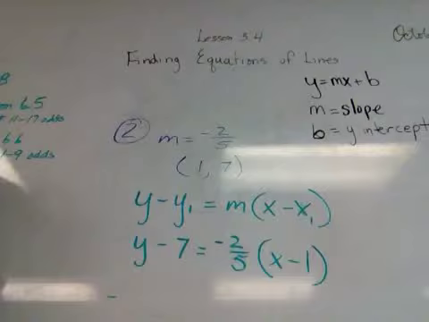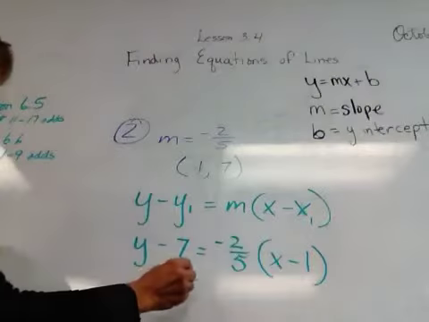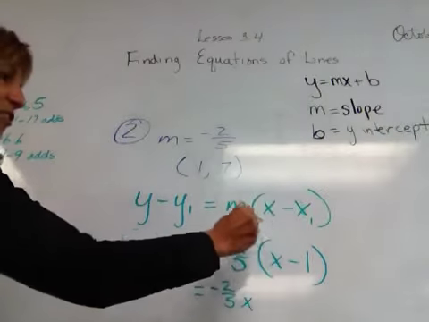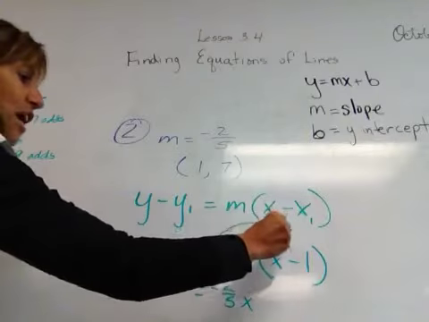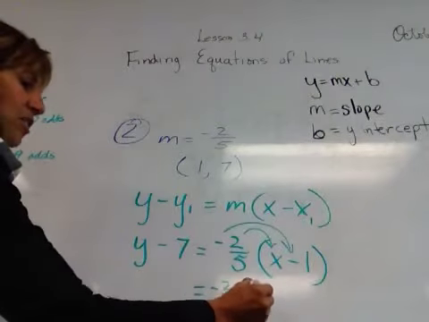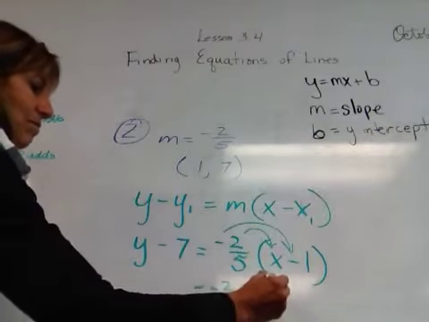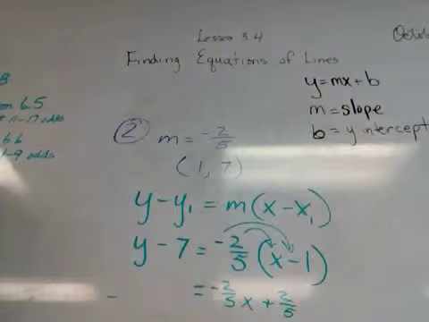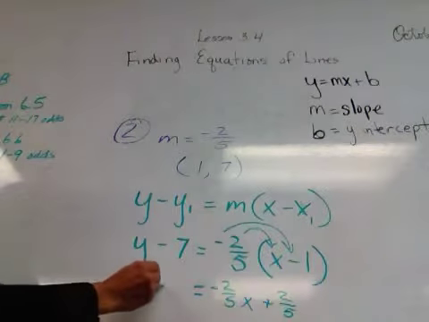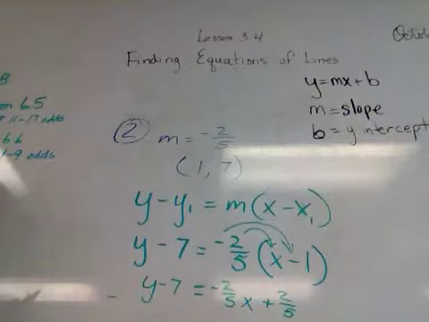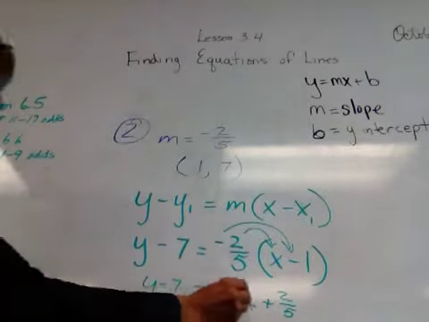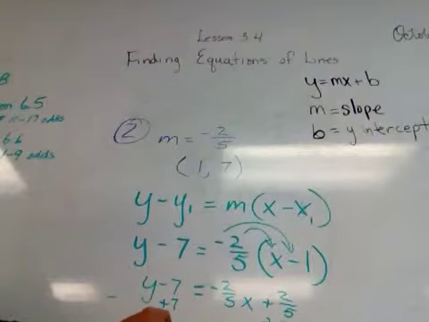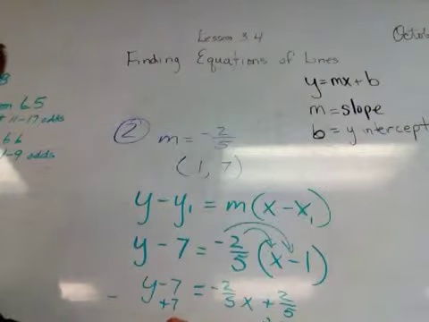So now we're just doing straight algebra. We're going to have to distribute. So -2/5 times x is -2/5 x. -2/5 times -1 is a positive 2/5, because 1 times anything is that thing. Equals y minus 7. I'm still trying to solve for y, so what do I do now? Plus 7. Good, add 7 to this side, so 7 and 2/5. So y equals -2/5 x plus 7 and 2/5.